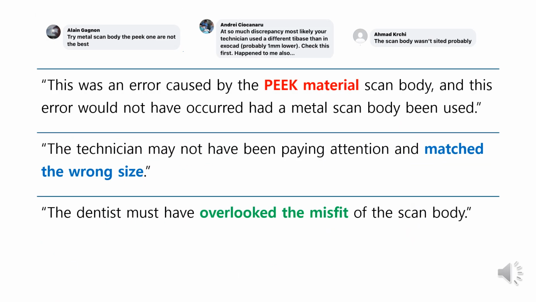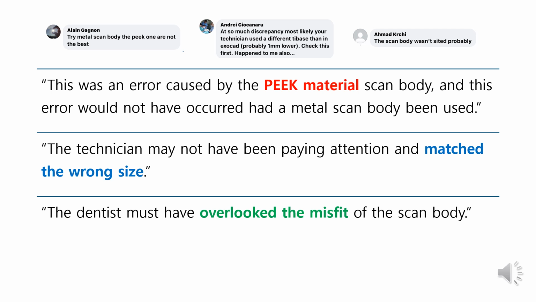Many users gave their opinions on what the problem was. Some had the opinion that this was an error caused by the PEEK material scan body, and this error would not have occurred had a metal scan body been used. Others believed the technician may not have been paying attention and matched the wrong size. Or, the dentist must have overlooked the misfit of the scan body. There were many hypotheses provided, and each one of those made sense.